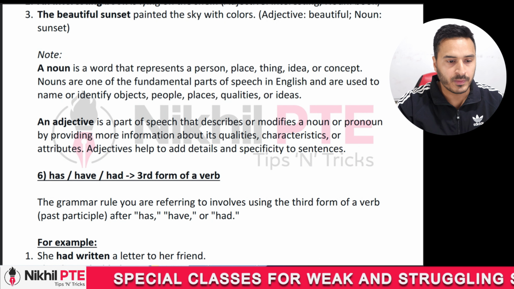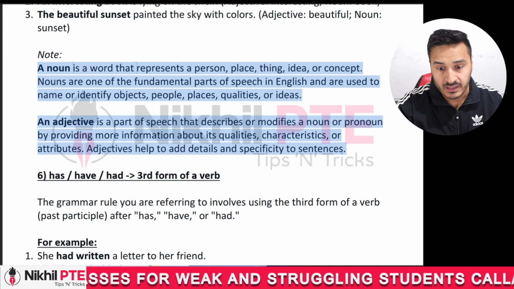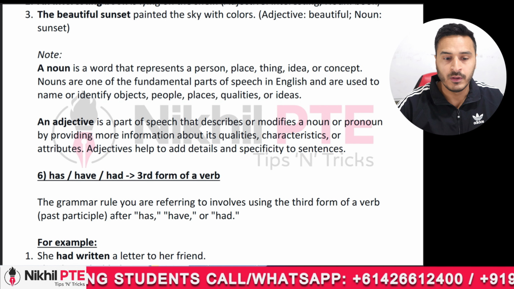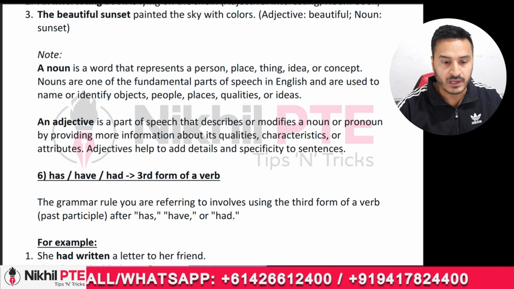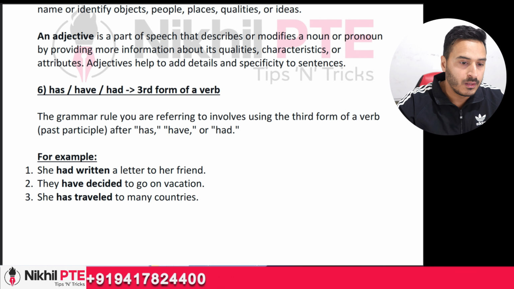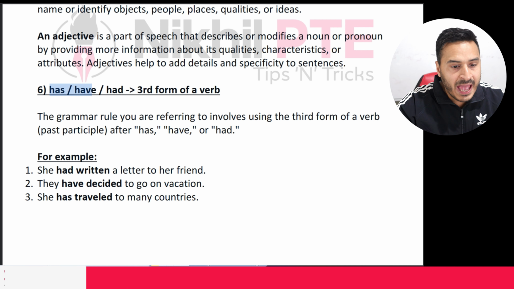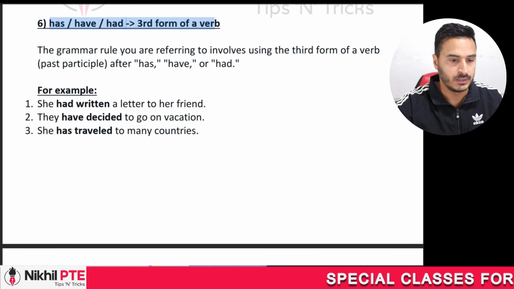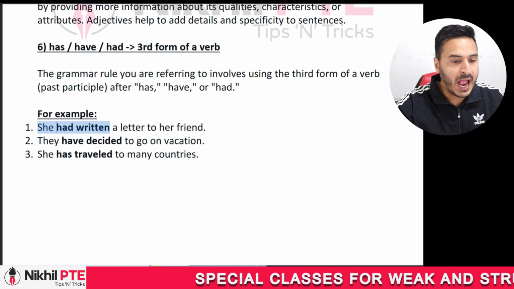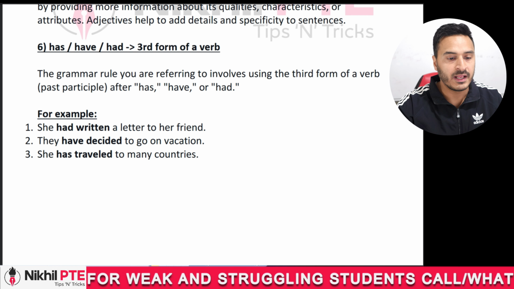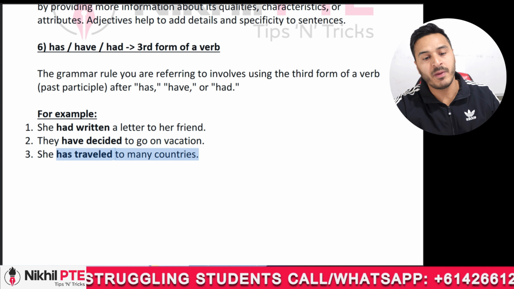Okay, so here is the basic definition of noun and adjective. You can read it clearly to understand all the things. Rule number 6. After has, have, had, third form of verb will come. She had written. After had, third form will come. Have decided. She has traveled to many countries.